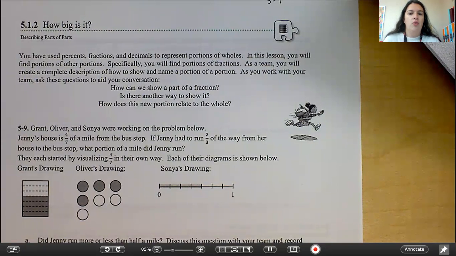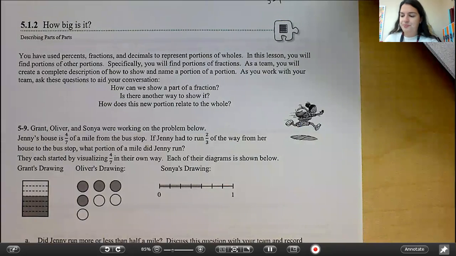As a team, you will create a complete description of how to show and name a portion of a portion. As you work with your team, ask these questions to aid your conversation. How can we show a part of a fraction? Is there another way to show it? How does this new portion relate to the whole?